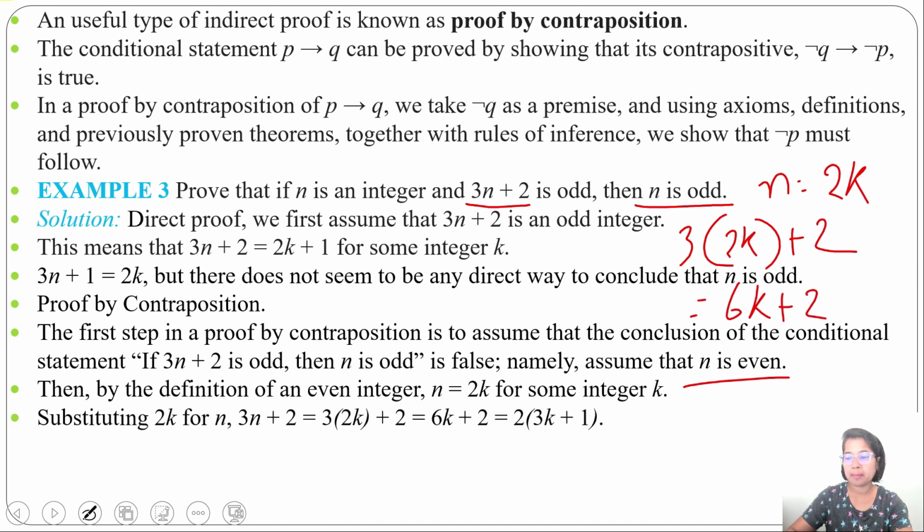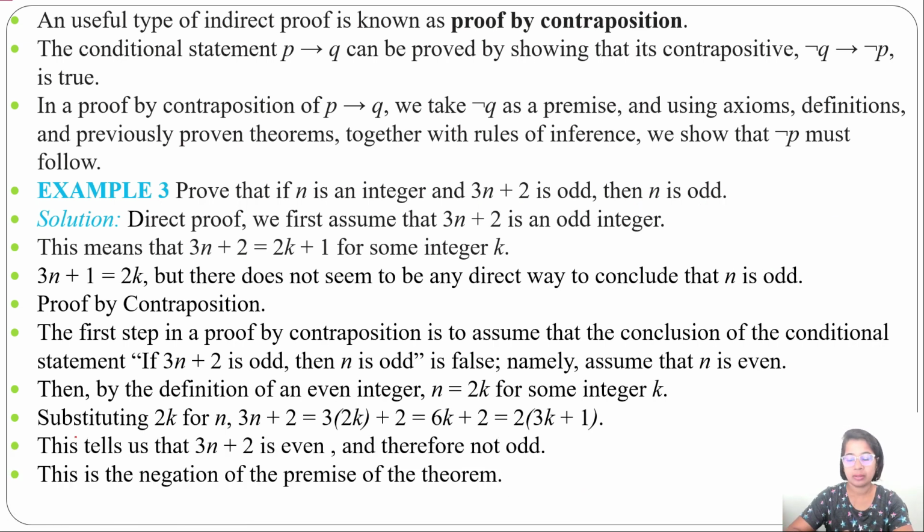From 6k plus 2, we can take 2 common. After taking 2 common, it will be 2 times 3k plus 1. 2 multiplied by something, so it's even. So this proof tells us that 3n plus 2 is even and therefore not odd. But this is a negation of the premises of the theorem. This is our premises and this is a negation of it. Here it's given that 3n plus 2 is odd. Premises is true, and from that we are trying to prove conclusion is true.